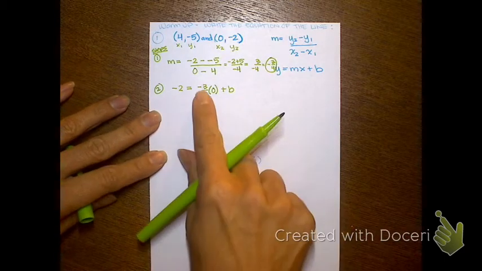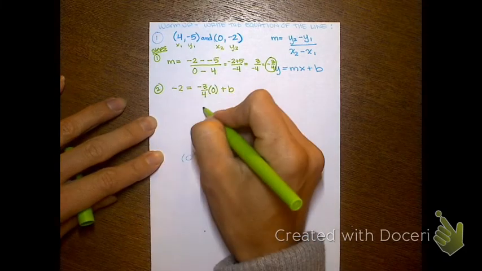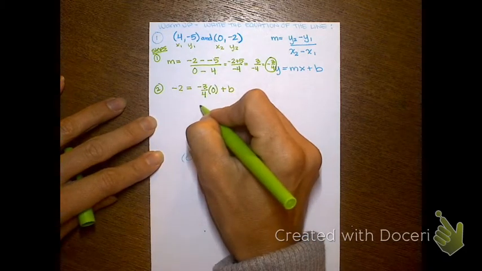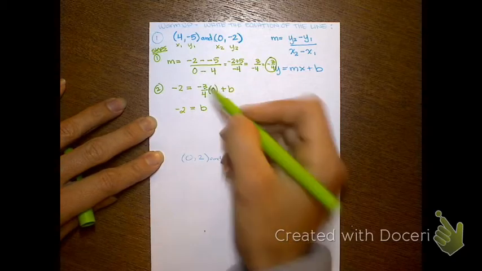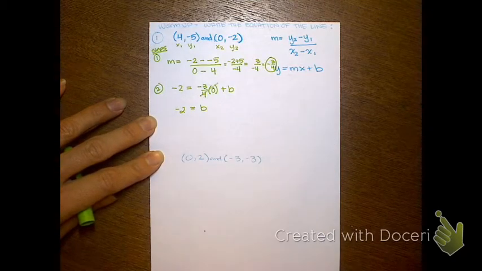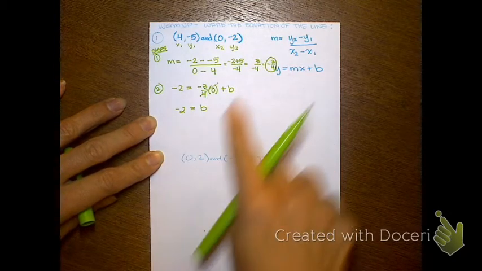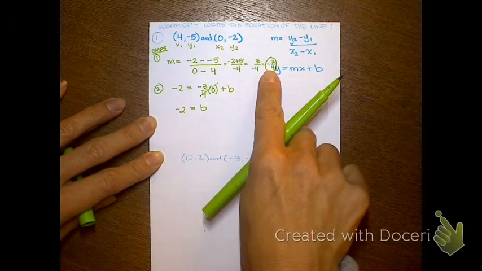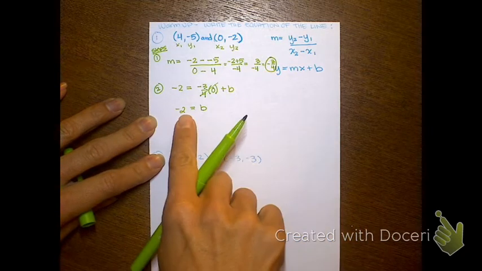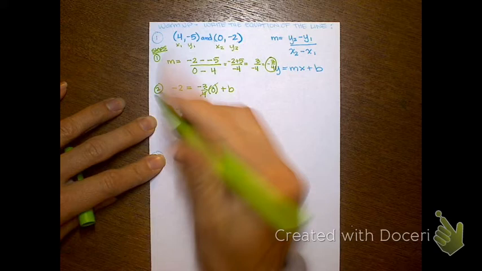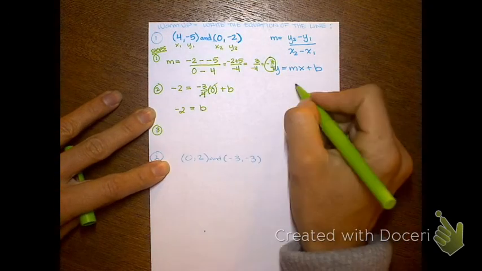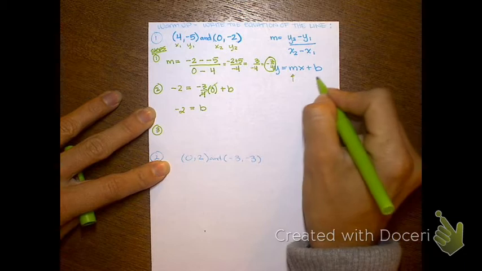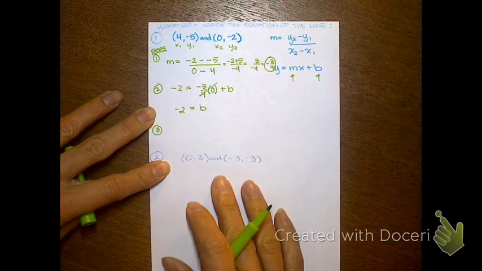So what's -3/4 times 0? 0. What's 0 plus b? b. So b is just equal to -2. Essentially that goes away when I multiply by 0, right? So now, do I have the slope? Do I have the y-intercept? Yeah. So now step 3 is write the equation of the line in slope-intercept form, filling in for my final step these 2 things. Okay?